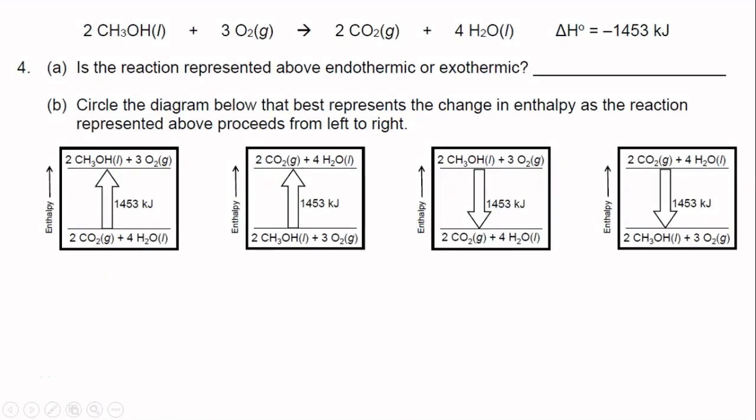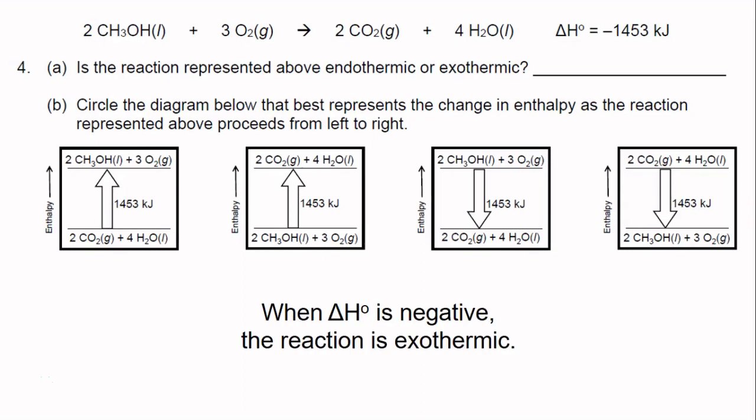In number 4, we have a reaction in which the delta H is negative. When delta H is negative, the reaction is exothermic. This is an exothermic combustion reaction. And so if we know it's exothermic, that means that the energy is going to decrease as we go from reactants to products. So we are looking for energy released. That means we're looking for a down arrow as we go from a higher level of enthalpy to a lower level of enthalpy. So the correct answer cannot be the first two boxes.